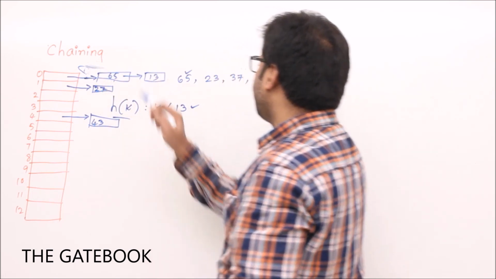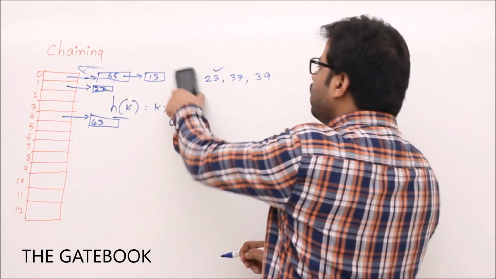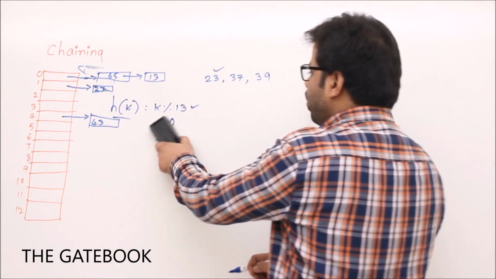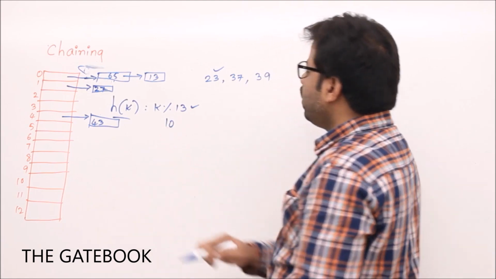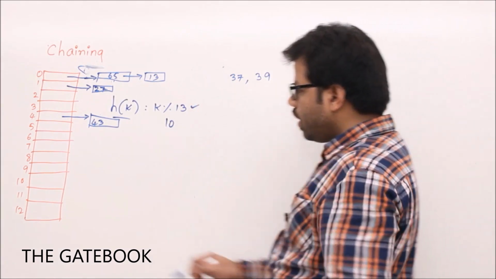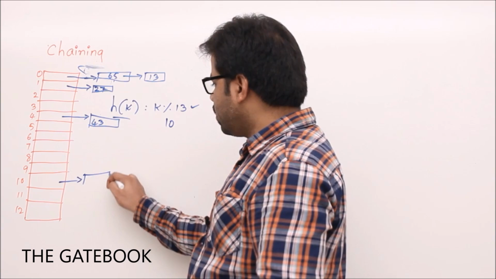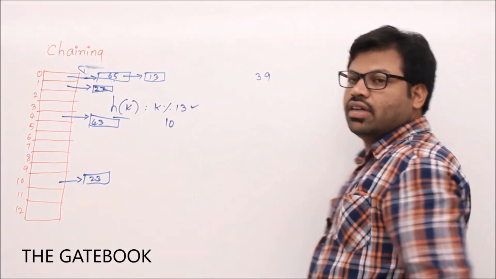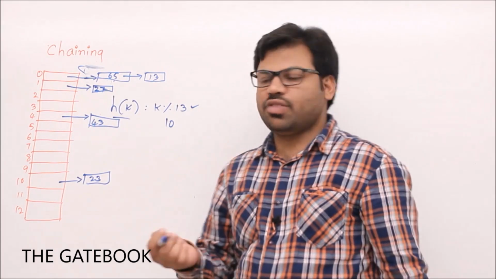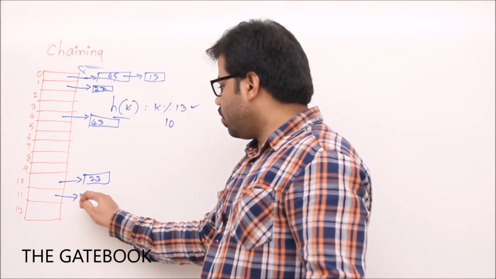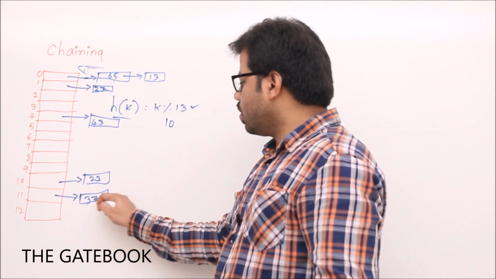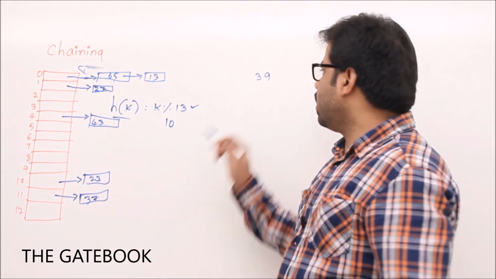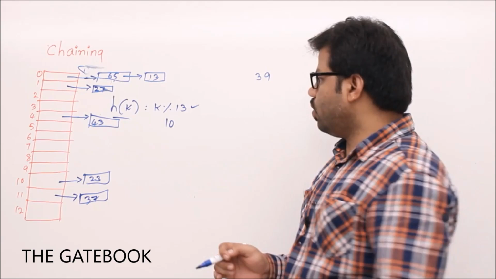Next is 23. 13 once is 13, then the remainder is 10, right? So for 23 I go to the 10th box and create a node like this. This is how the linking will be done. Then 37: 13 times 2 is 26, then the remainder is 11. So we insert here. Correct? After that, 39.